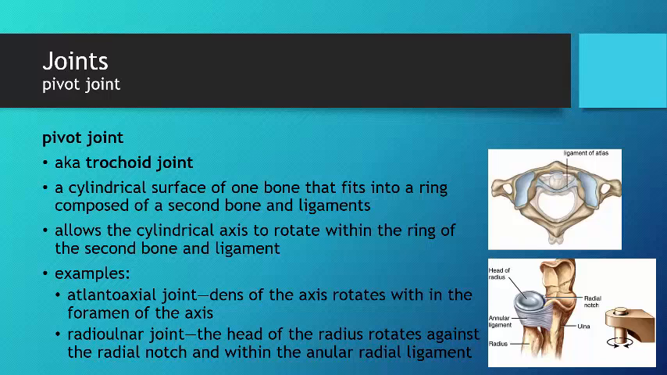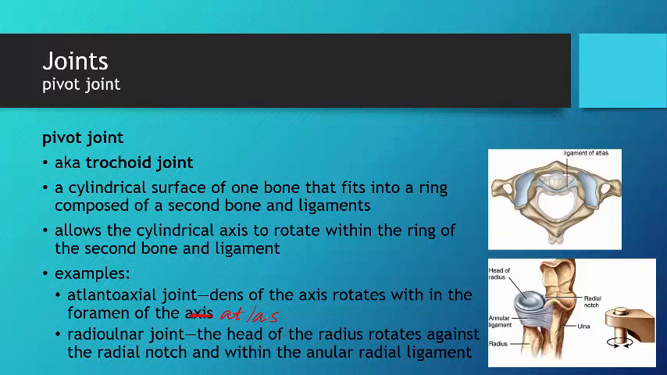So the dens of the axis is the cylindrical piece, and it rotates within the foramen of the atlas. And then it's held against that bearing surface of the two bones by the ligament of the axis.